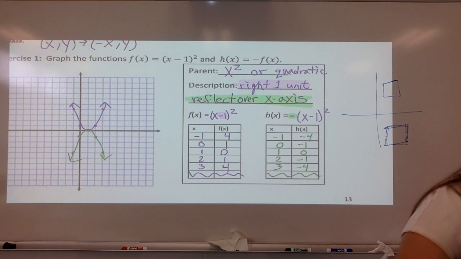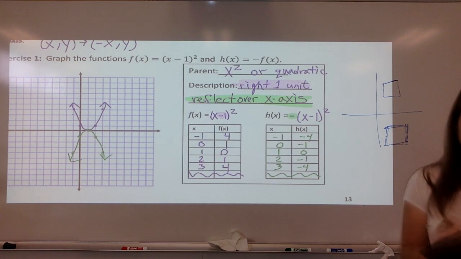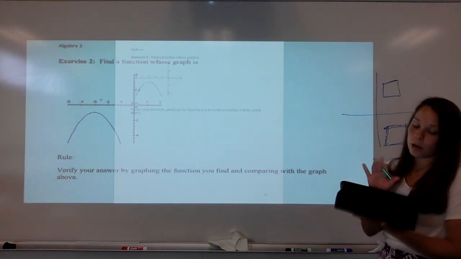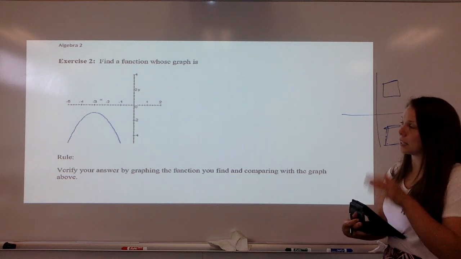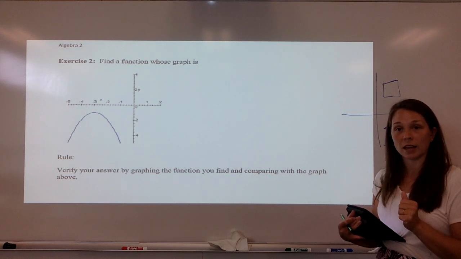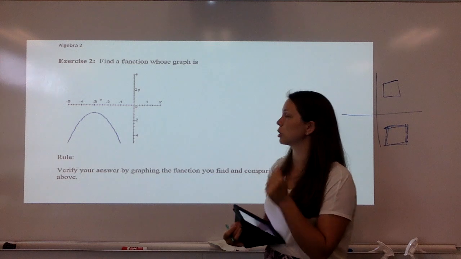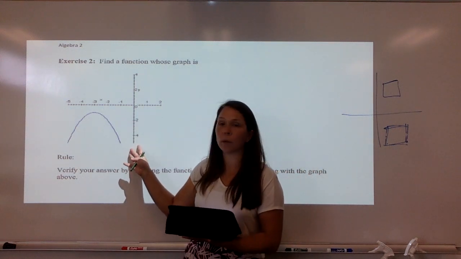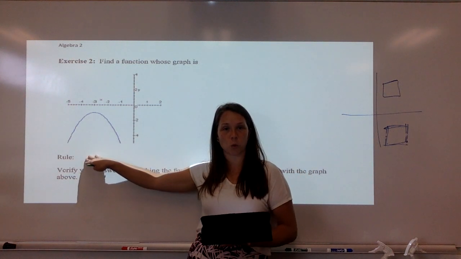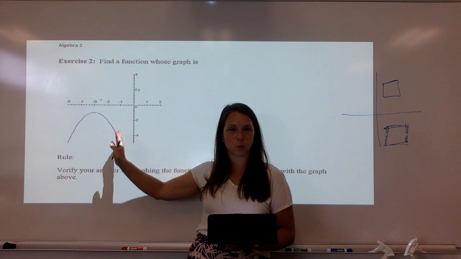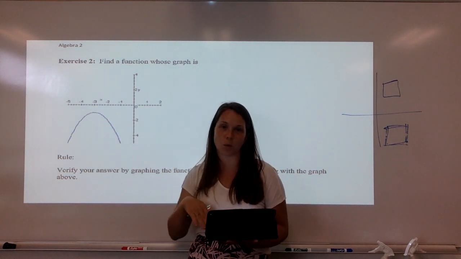We have one more problem to go through, and that would be example 2. Now, this example problem, you might have seen some of these in the homework prior to this, but it says find a function whose graph is. And so what we want to do is come up with the rule and what the function would be with the transformations applied to get this parabola.